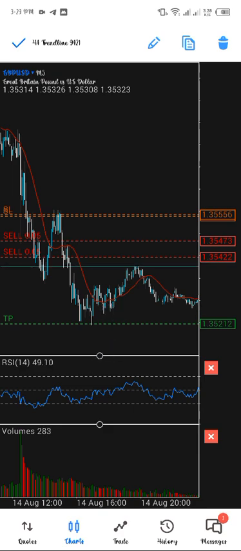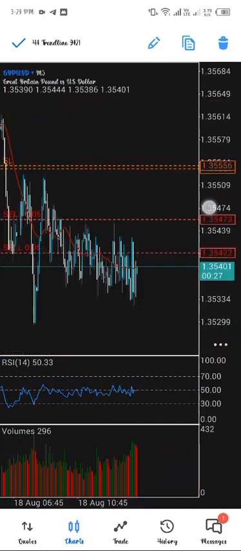So I'm looking at how it will react. Will the body close fully, or will it be the wick that will sweep liquidity this low and then start moving up again? So all those things are what I'm considering when I started making my analysis today.